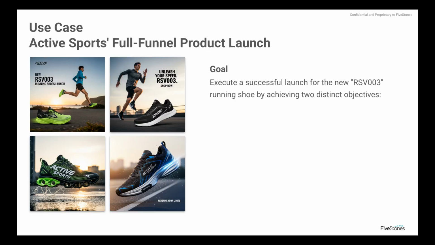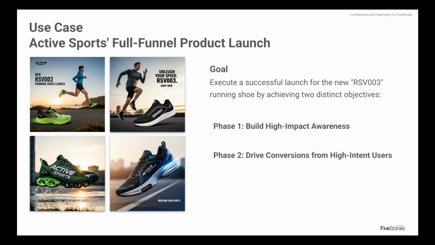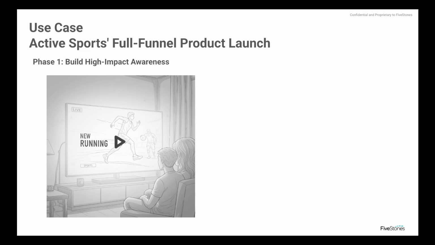Let's look at an example. We're working with Active Sports brand on their biggest launch of the year. For this launch, Active Sports will run a two-phase full funnel campaign, and custom bidding will play an important role in both stages. In Phase 1, the goal is to build high-impact awareness. In Phase 2, the focus shifts toward driving conversions from high-intent users. Based on past results and market research, we know that audiences watching sports or action content on CTV tend to engage more deeply with video ads.